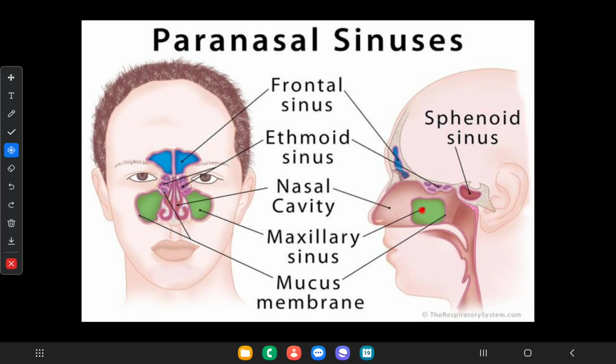Each sinus occupies the body of the maxilla of its side and is somewhat pyramidal in shape. The base, the medial wall of the maxillary sinus, is directed towards the lateral wall of the nasal cavity, and the apex points laterally towards the zygomatic bone. This area is the apex, pointing laterally towards the zygomatic bone. In this area, you have the zygomatic bone.